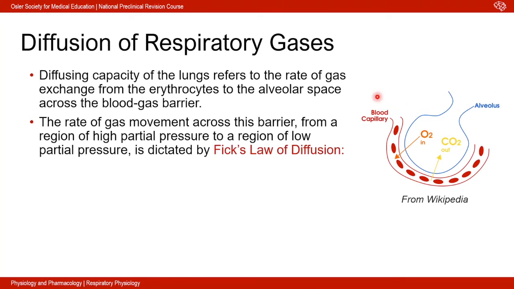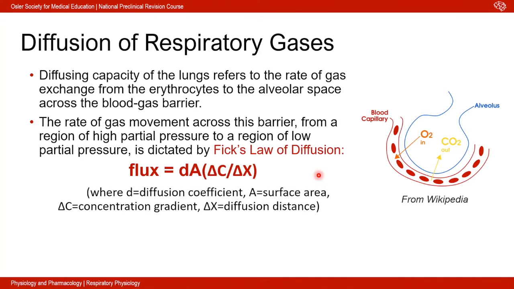Pretty basic stuff. We're going back to our Fick's law of diffusion, which I'm sure you've all heard of. So the flux is equal to D A ΔC / Δx, and that all seems a bit like nonsense until you break it down. D is our diffusion coefficient, A is our surface area, ΔC is our change in concentration gradient, and Δx is our diffusion distance.